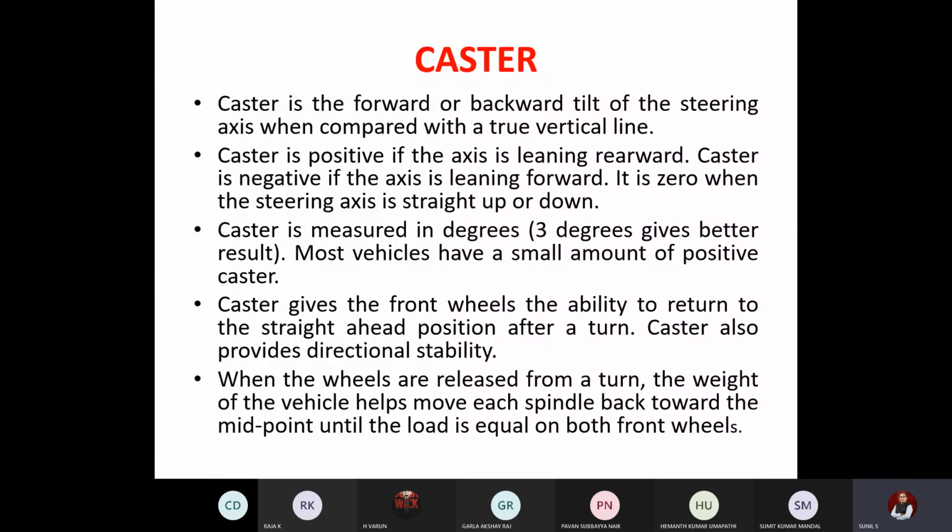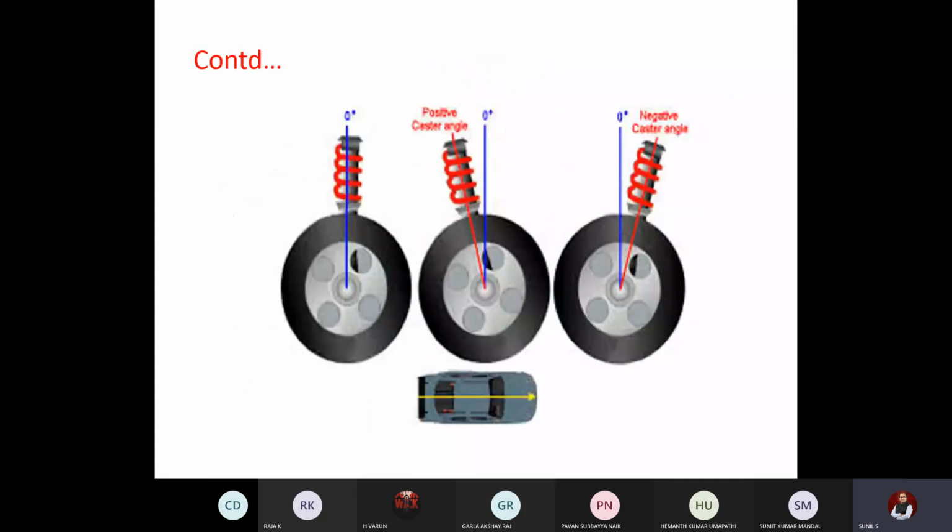In some vehicles, what happens when the wheel is released from a turn, there will be rapid coming back, which will cause the vehicle to upset. In such cases, one more damper will be provided. With the help of the sketch, you can understand very easily.